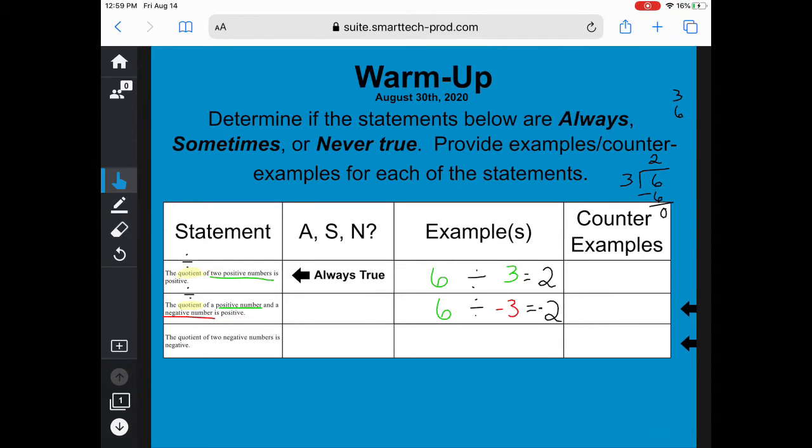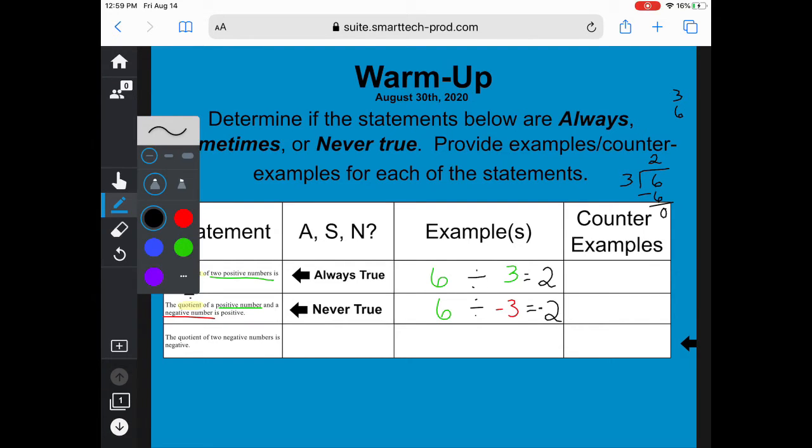So let's see if the statement is true. The quotient of a positive number and a negative number is positive. Well, no, we just proved that that's not true. We got a negative 2 as our answer. So this is never true.